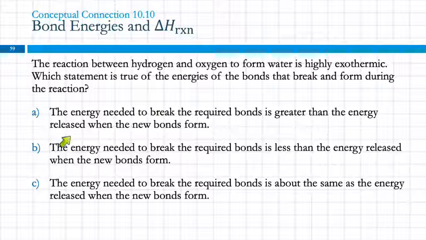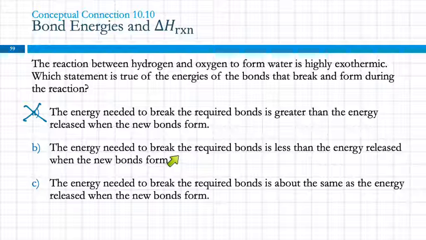So let's look at the choices. The energy needed to break the required bonds is greater than the energy released when the new bonds form. Well, the breaking would be positive and energy released is negative. So if breaking is a bigger number than releasing, this is going to give me a positive delta H, right? That's going to be endothermic. So that can't be right.